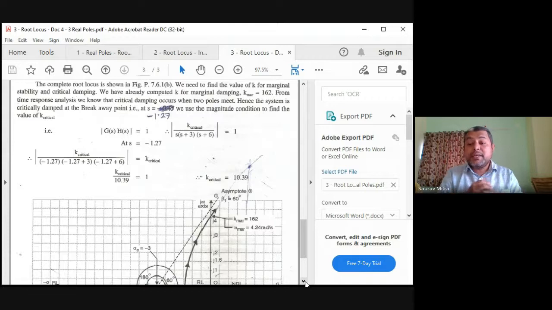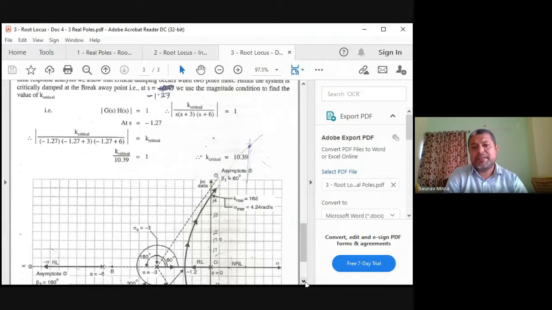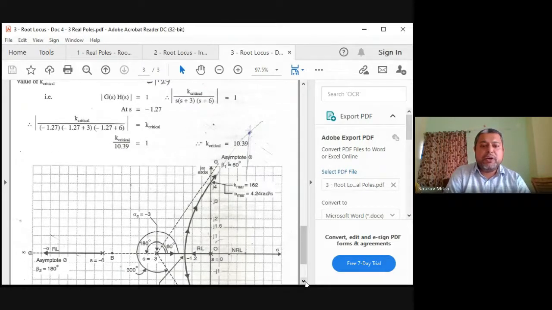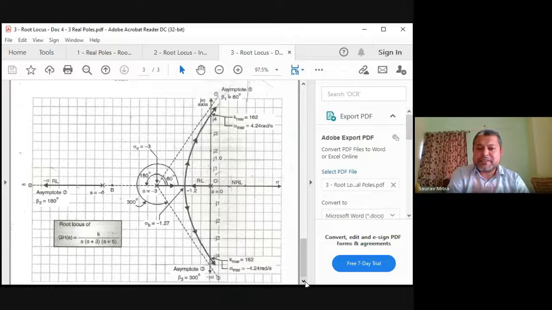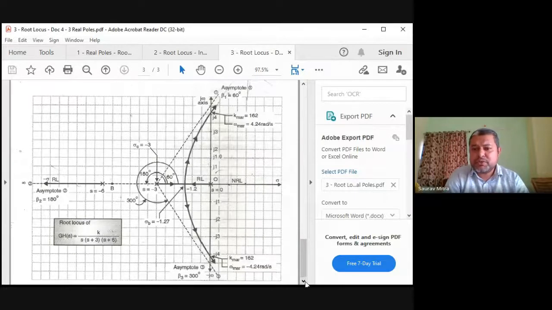And how much is the value of that frequency? It is 1.27 radian per second. How much is the gain? It is 10.39. That means these two poles are colliding at minus 1.27. Then they will start going towards the higher, that is, the plus j omega axis. And how long will they stay on the left hand side of the S plane? So this is the diagram which you will have to draw finally.